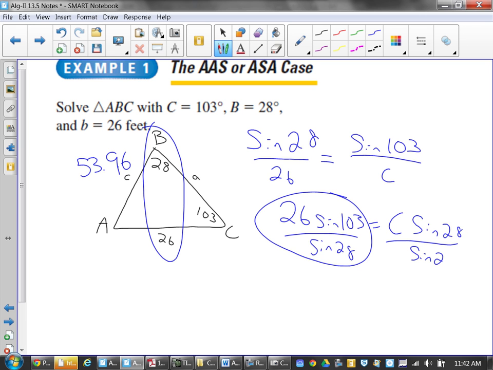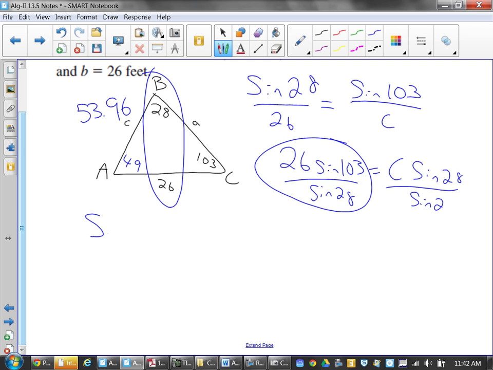But here's the big kicker. You have to know how to find the angle here. You add them up and then subtract them from 180. 28 plus... Yes. So A is 49. Don't screw that up. So then you just redo it. The sine of 28 is to 26. The sine of 49 is to A.